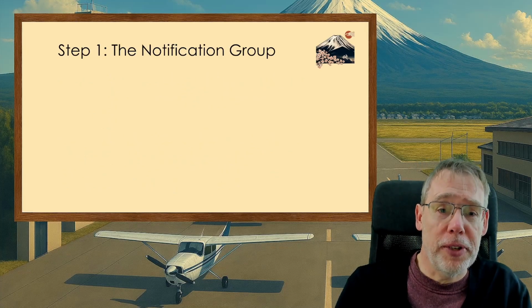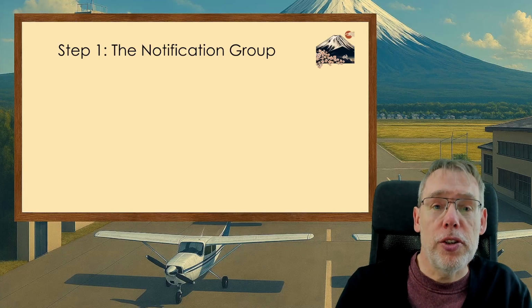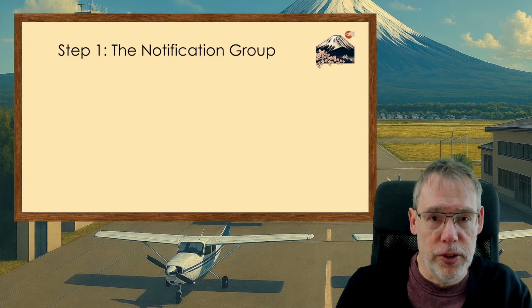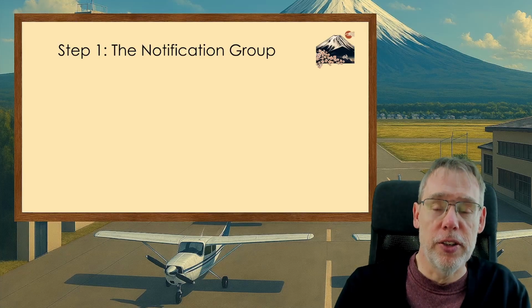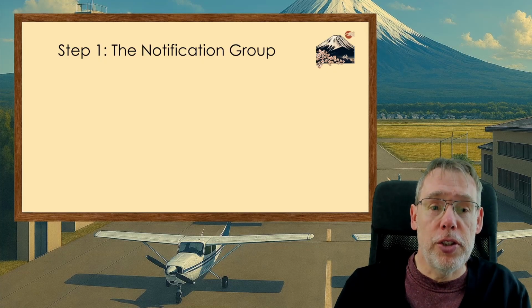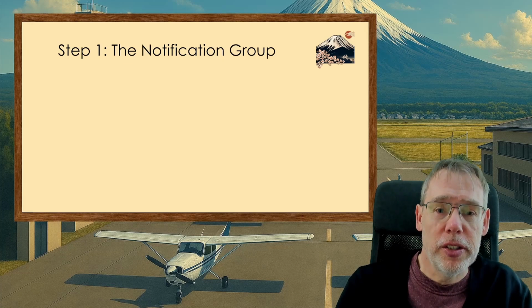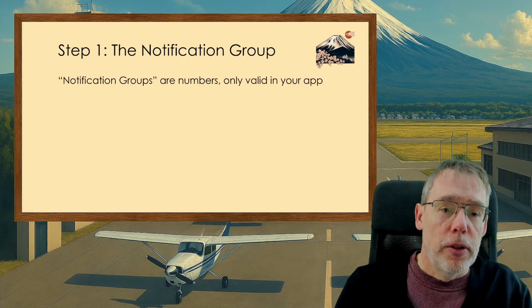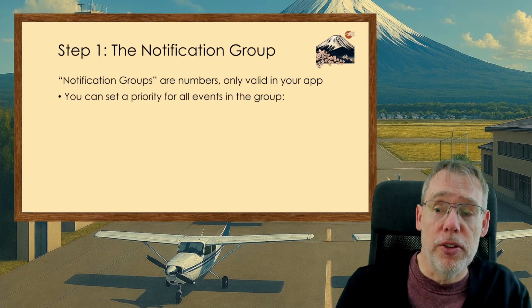So that notification group, that is the first thing you need to do. Notification groups in our applications, just like most other things we've discussed previously, are just numbers. Those numbers are for your client, and they will only be valid in your app. These groups, you can give a priority for all events in the group.